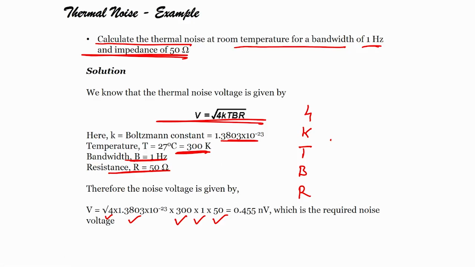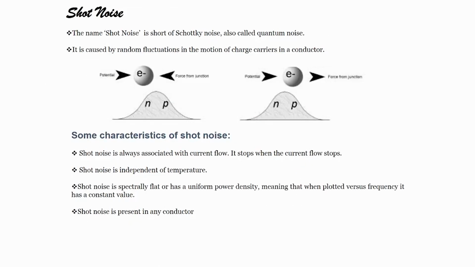So, if I write these values, I can find out the noise voltage, which is 0.4455, right. That is the thermal noise that is generated in this particular problem. Okay. So, this is an example of thermal noise. Now, let us see another noise called shot noise. So, what is shot noise?